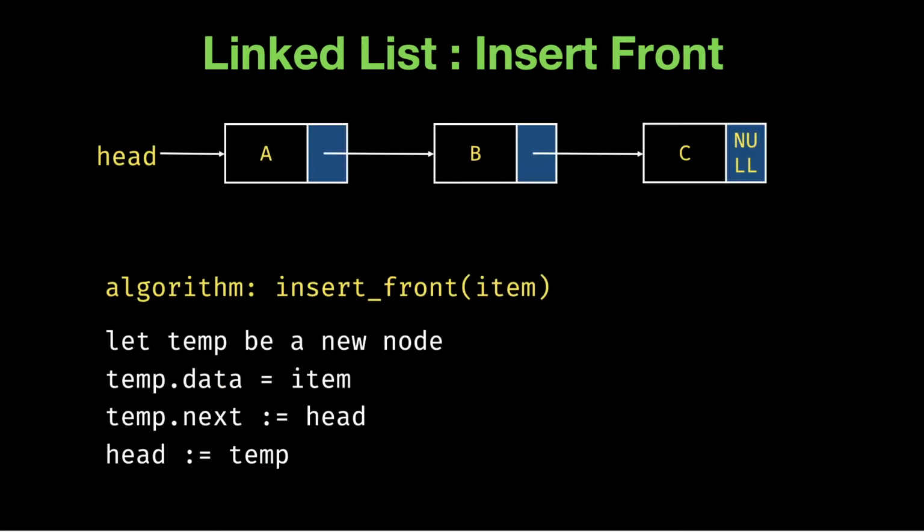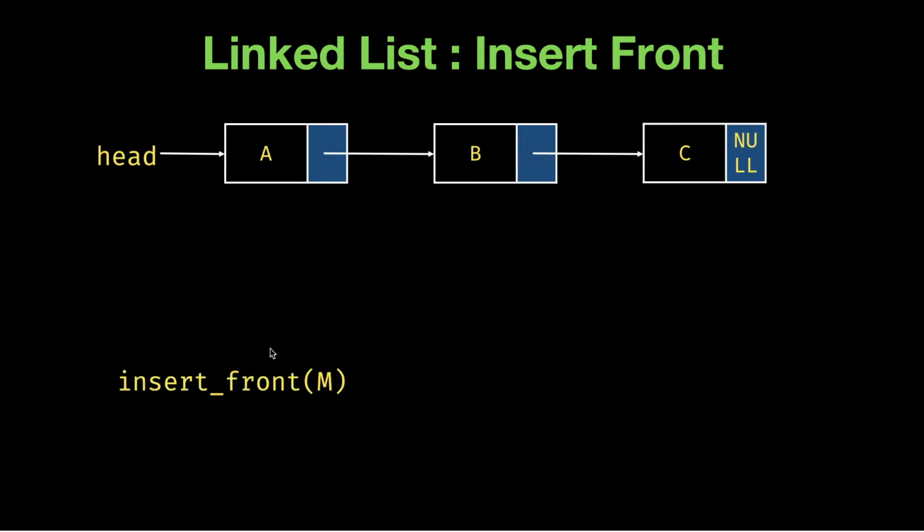So let us see how we can insert at the front of the linked list. Here is the algorithm. First of all, we assume temp is a new node. We create a new node, and then we say temp.data equals item. That means we initialize that node to hold the item as data. Then temp.next points to head, and then the head is shifted to temp. Let us see this visually.